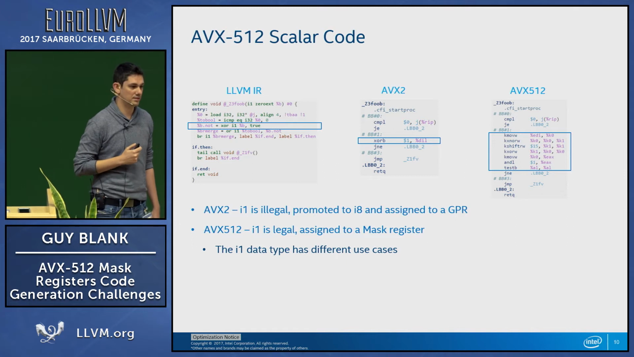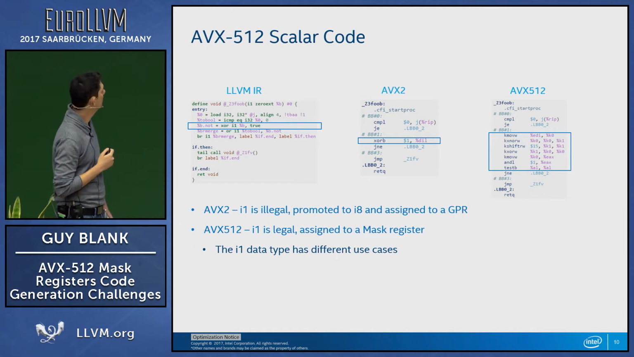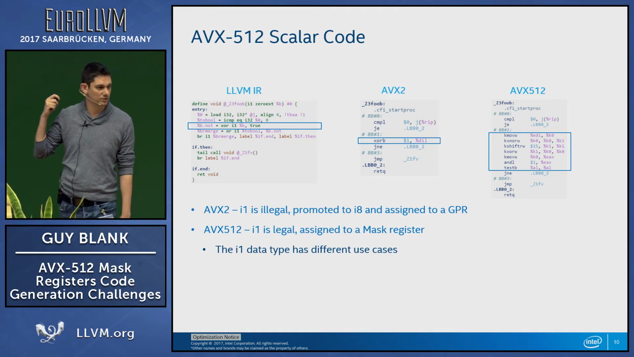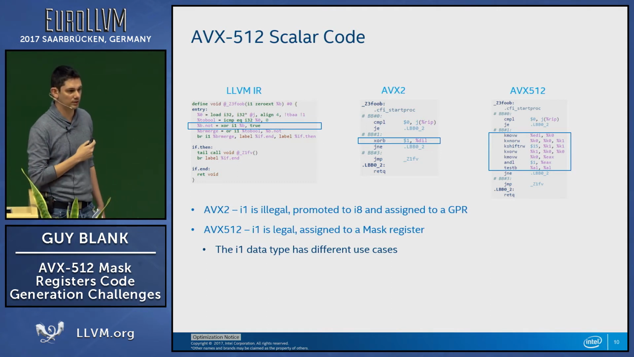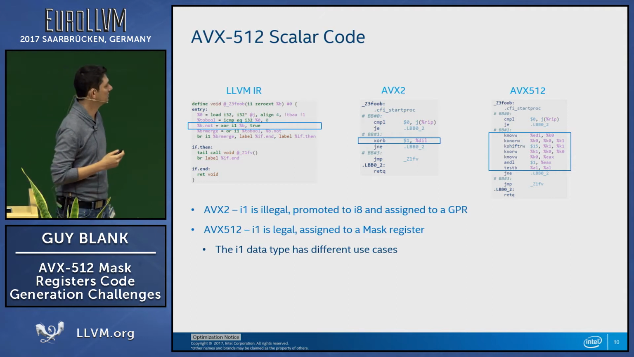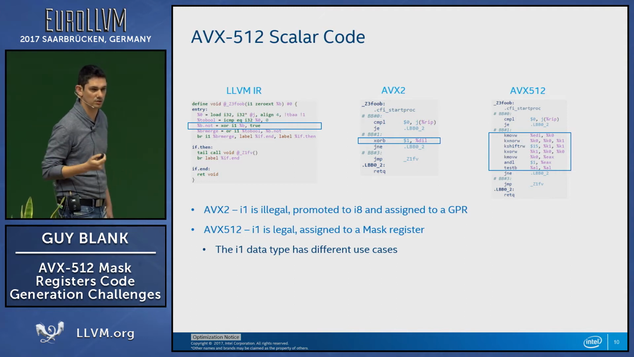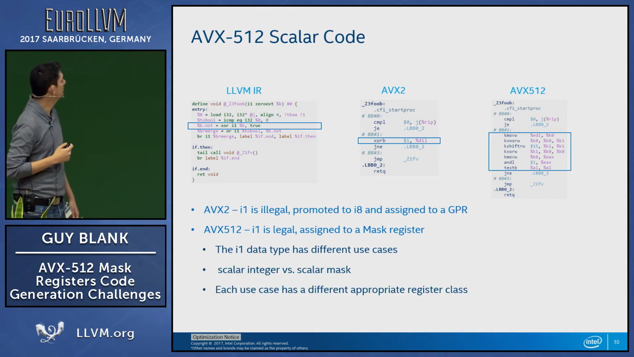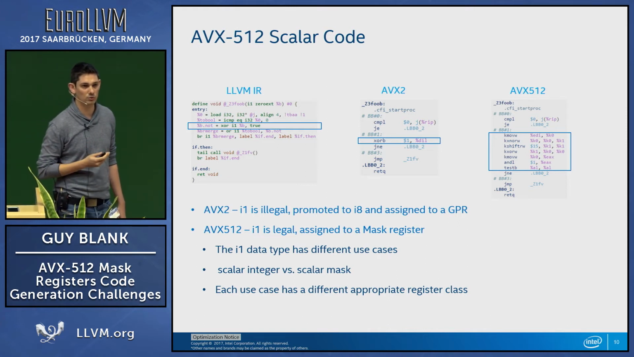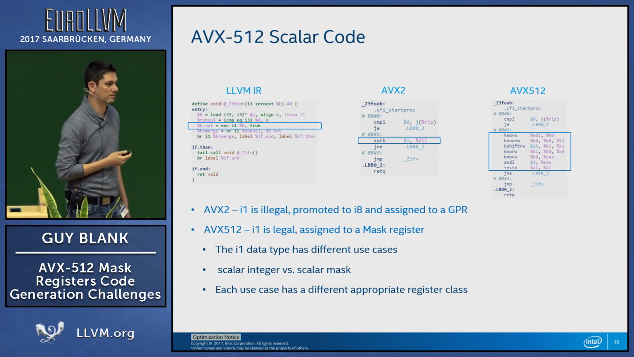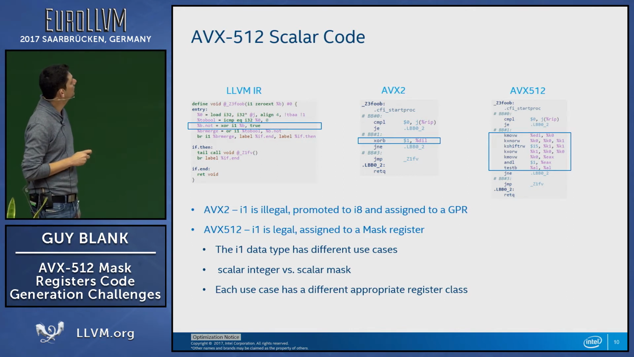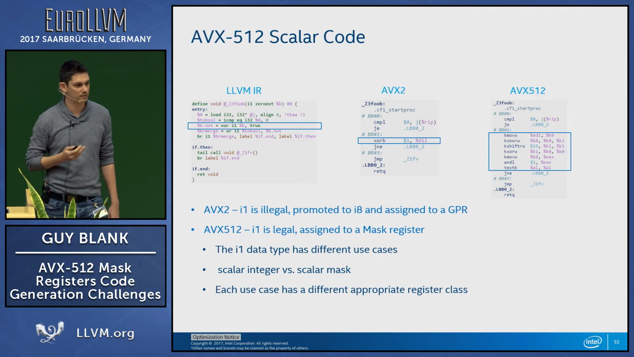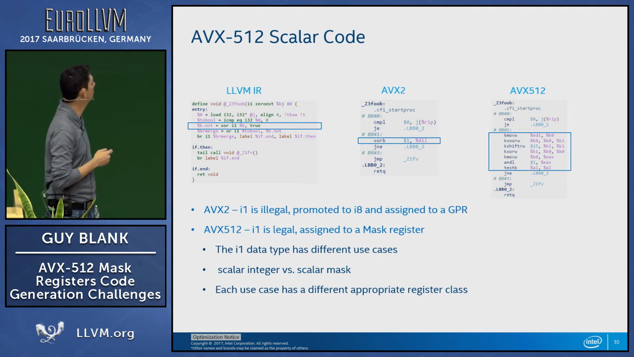And what we see here is the I1 data type now under AVX512 has different use cases. It can be in scalar integer like in this example, but it can also be a mask type as we saw with the scalar addition and scalar compare. And for each of these use cases, we would like the I1 to go to a different register class. We don't want the same one. And it's the job of the instruction selection phase to make the correct decision, which it fails to do in this example.